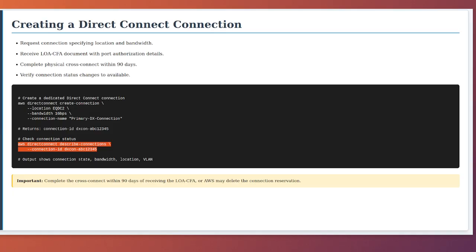The highlight box emphasizes an important point. You must complete the physical cross-connect within 90 days of receiving the LOACFA, or AWS may automatically delete the connection reservation. This ensures that reserved ports are not left unused indefinitely.